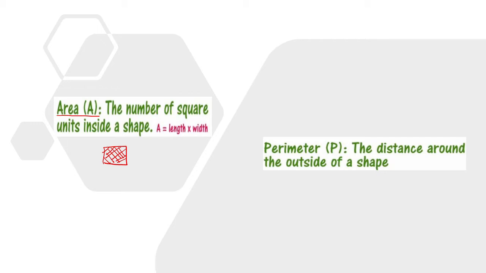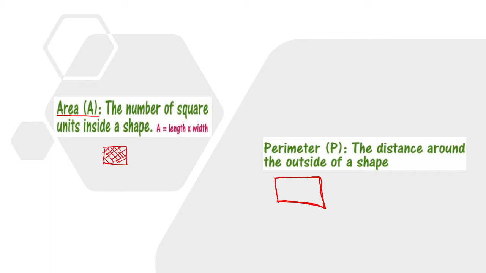To find the perimeter, let's see the meaning of perimeter. Perimeter is the distance around the outside of a shape. So if you have a rectangle or a square, we are just looking at any kind of shape, your line around this shape is your perimeter.